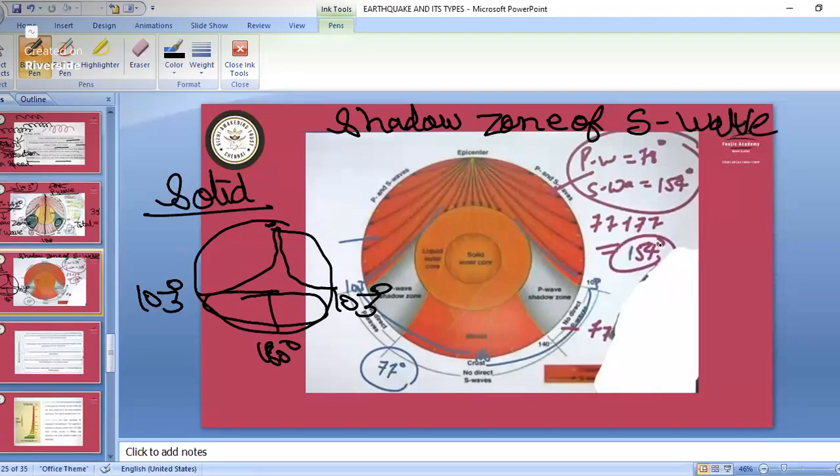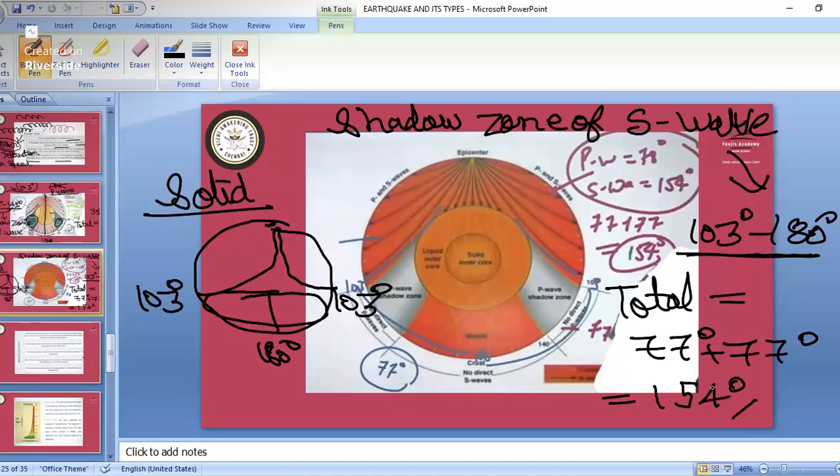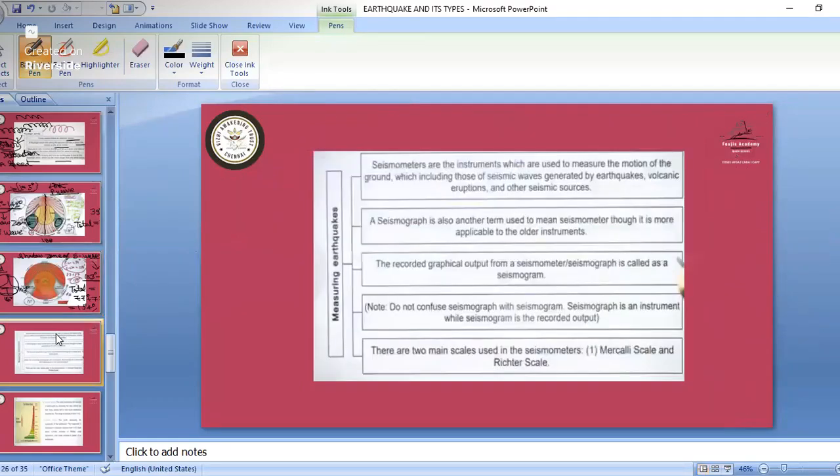So the shadow zone of the S wave is how much? It is from 103 to 180 degree. That much is the shadow zone of the S waves. Now if they ask for the total angle of the shadow zone, 103 to 180 degree, how much do we have? In one hemisphere we have 77 degree, and in the other hemisphere another 77 degree. So the total shadow zone of the S wave is 154 degree. Remember this part also. So this is all about the shadow zone of the P wave and the S wave.